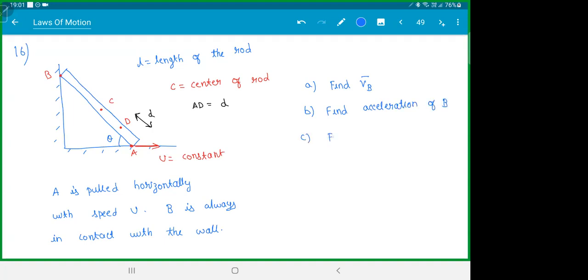Third question, find velocity of C. I think I'll just add that only, velocity of B and velocity of C. Third, find the equation of the path, or find the path in which C and D will travel. Find the equation of the path followed by C and D.